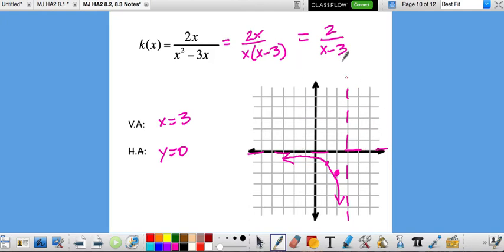We'll plug in 4 and 5. 4 minus 3 is 1. 2 over 1 is 2. Plug in 5. 5 minus 3 is 2. 2 over 2 is 1. So your graph looks something like that.